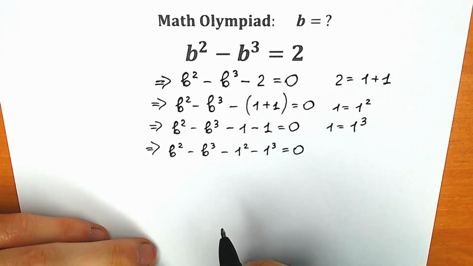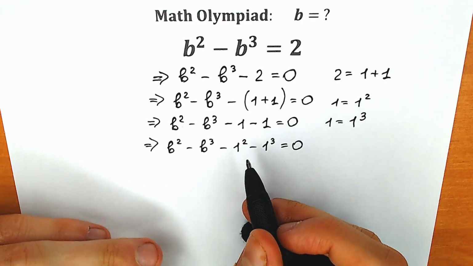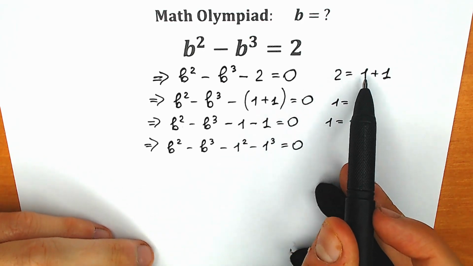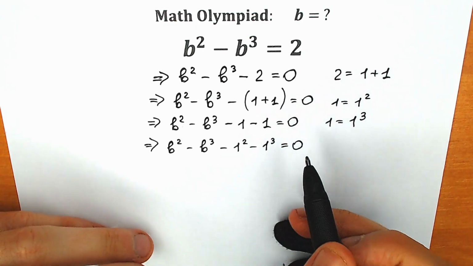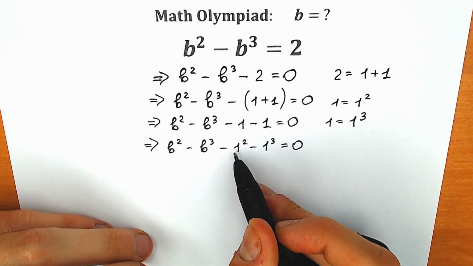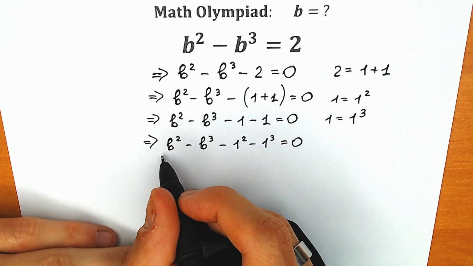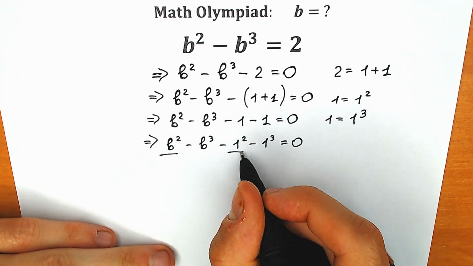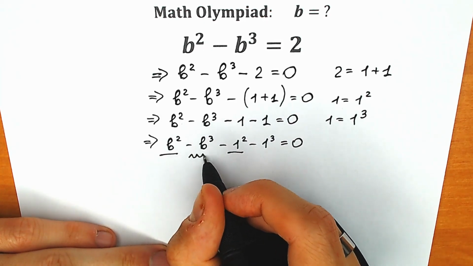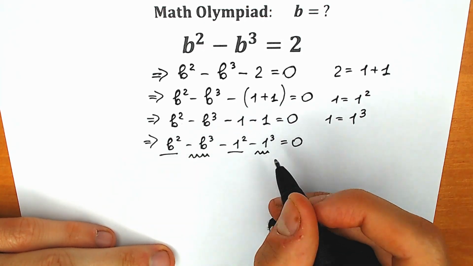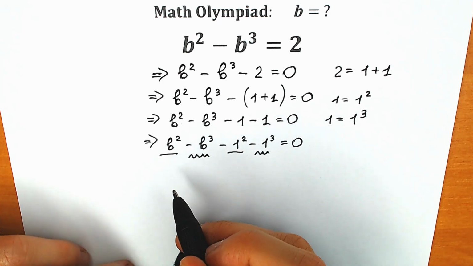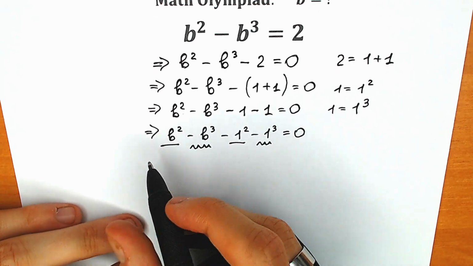Equal to 0. I hope you see why we can express this 2 as 1 plus 1, and this expression is the best for us because we can express this one as 1 square and this one as 1 cube, so we can group them. We have b square and 1 square, and here b cube we can express as 1 cube. So let's group our squares and let's group our cubes. Let's do it right now.